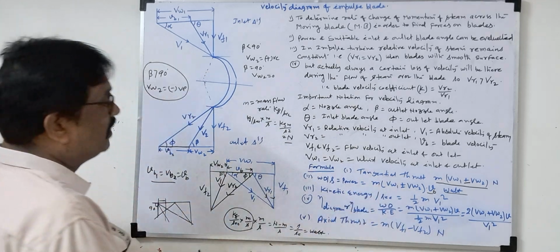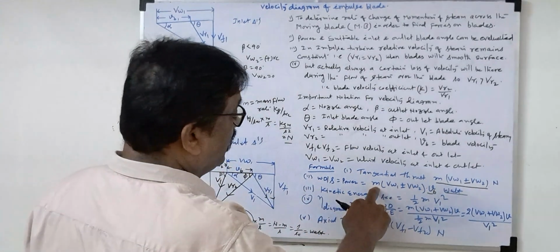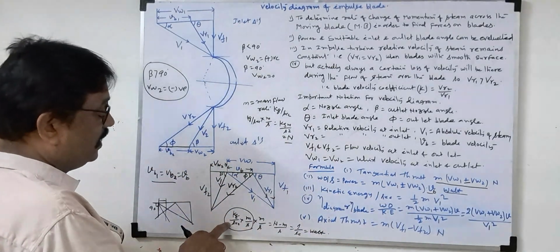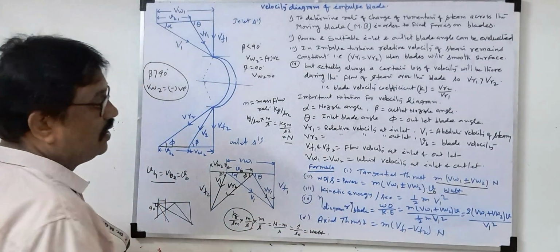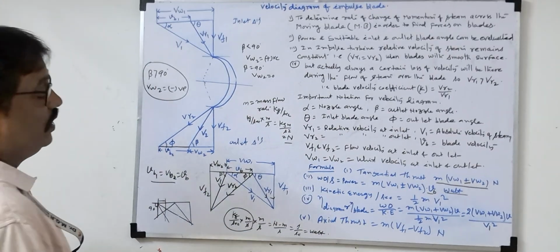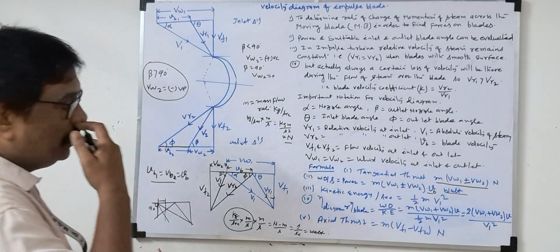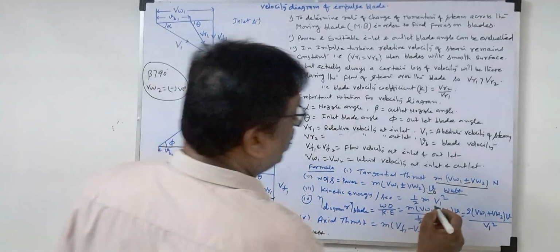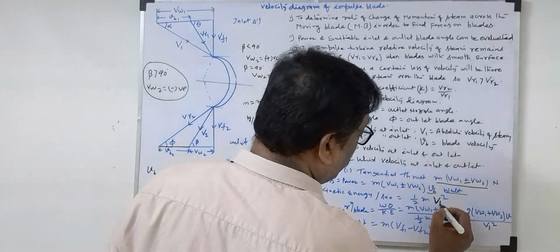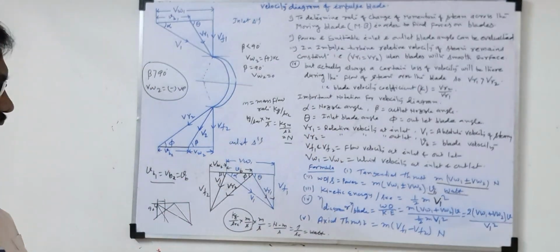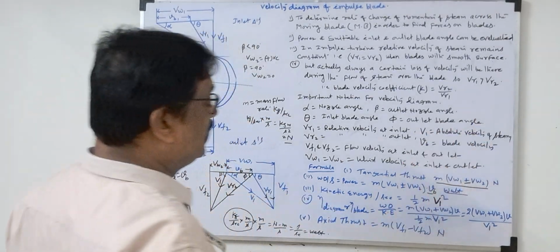Sometimes they will give mass in kg per hour or kg per minute. According to this we have to convert it to kg per second. Mass should be kg per second, velocity meter per second, blade velocity meter per second. So the power unit comes as watt. Now kinetic energy per second is half m v1 square. Always for the kinetic energy we take the absolute velocity of steam at inlet only.